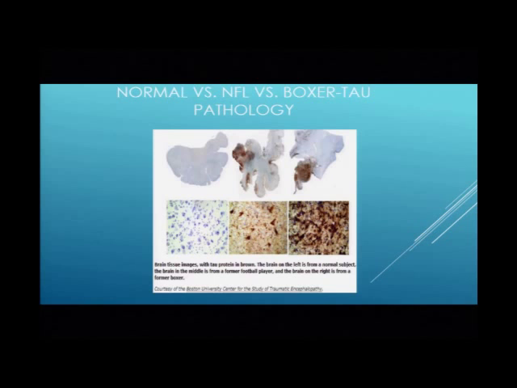When you have repeated concussions, you get deposition of an abnormal protein called tau, and they can stain for that. So there's the tau. None of that in the normal brain. And this is an NFL player here, and this is a boxer, the ultimate NFL player.